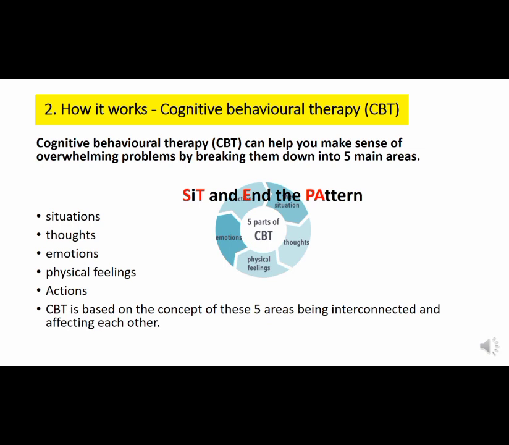CBT is based on the concept of these five areas being interconnected and affecting each other. So how can you memorize those main areas easily? Just think of this: Sit and End the Pattern. Because one of the goals of CBT is to end your thinking pattern, to end your negative thoughts.